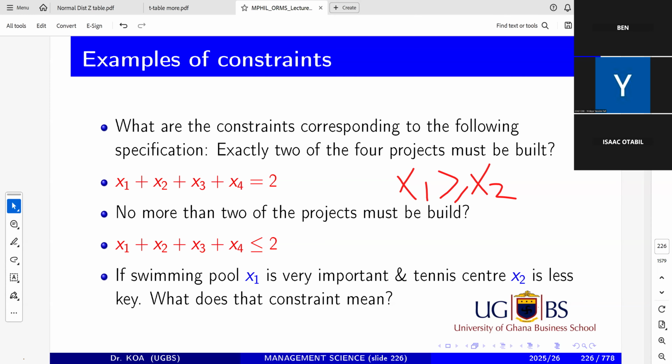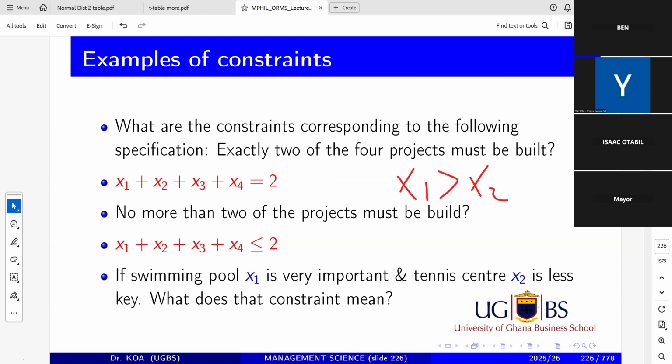No. The equal to sign shouldn't be there. The greater or equal to shouldn't be there. Yes, that's wrong. That's wrong too. Isaac: Doc, can you say since the swimming pool is very important, can you say X1 is equal to 1, and the other one is optional? So can you say S2 is equal to 0 or 1? It's not optional. I'm going to take the last one. We are delaying on this.